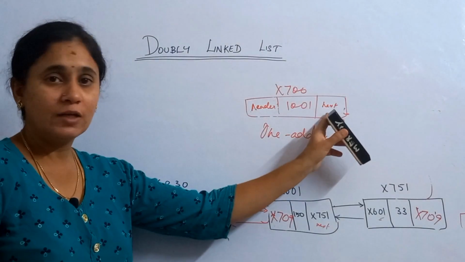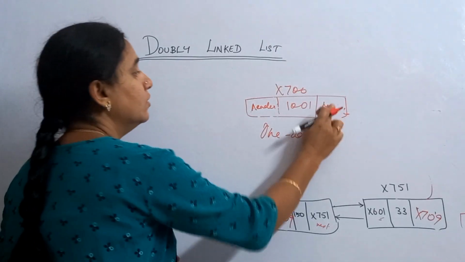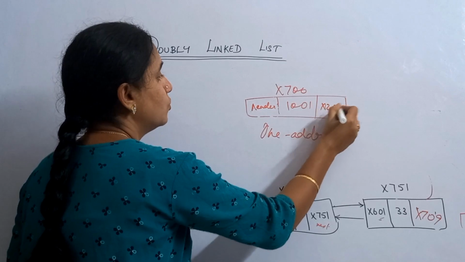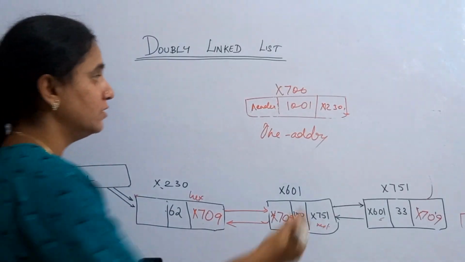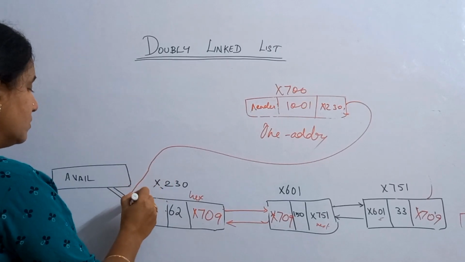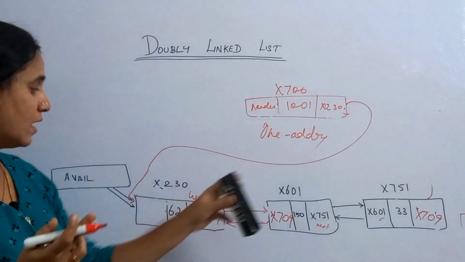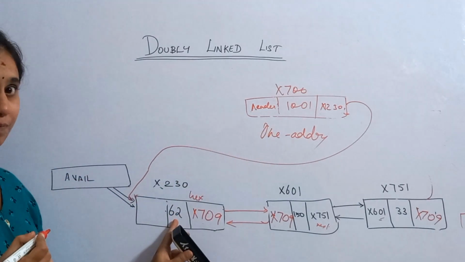So this next value is going to be this one, isn't it? So what is the value? x230. So write as x230. Once I have written this, the pointer is going to point to this location. Am I right? So if I access x230, I will be able to get this data, isn't it?